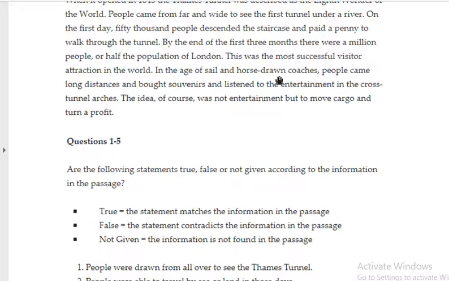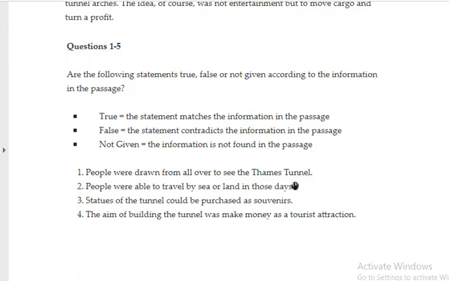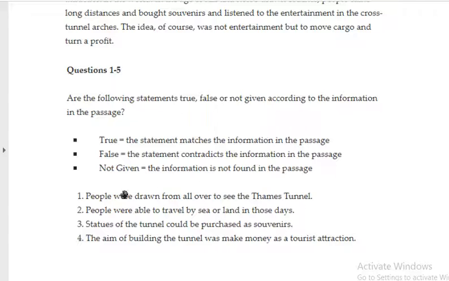Like if people came to see the Thames tunnel, then you have to write true. And if this information is false, which means people didn't come, then false. And if the paragraph doesn't tell anything about people coming from all over to see the Thames tunnel, like it's unrelated, it's not in the paragraph, then you have to write not given.